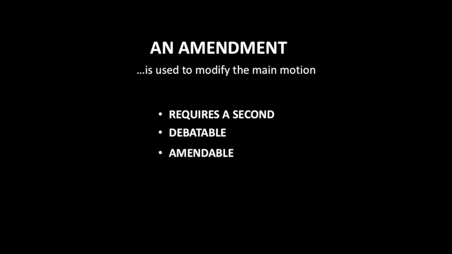Now let's add another step. We're going to amend the main motion. An amendment is used to modify the main motion. First, you must have a main motion so that there is something to amend. A second is required for an amendment to show that another member wishes the motion to be considered. Amendments are also debatable, amendable, and require a majority vote.